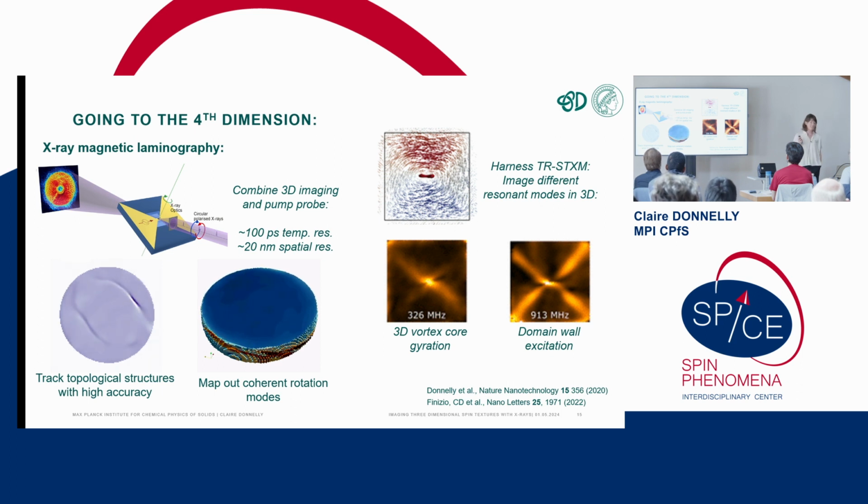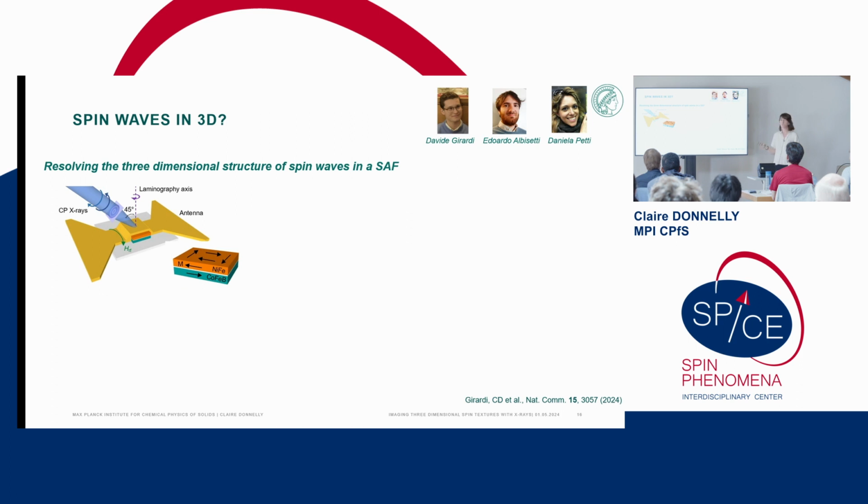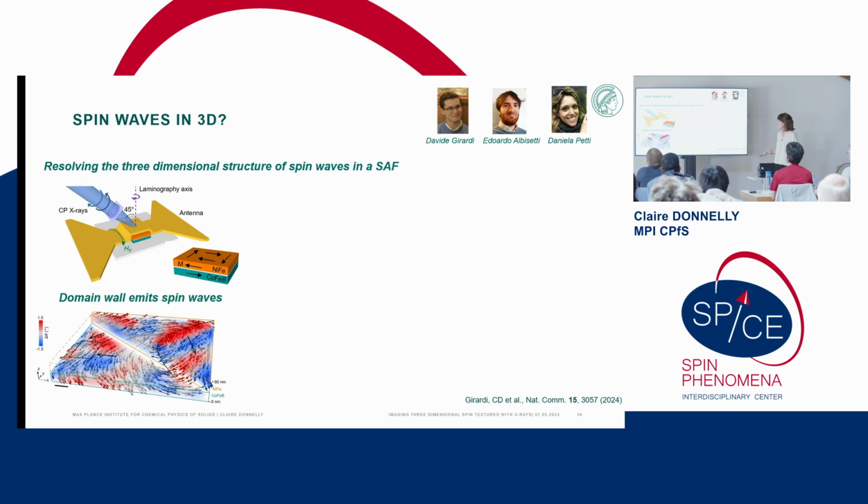Now, a quick demo of how we have used this for a real-life scientific case. We've recently had the pleasure to work with David Girardi, Edoardo Albisetti, and Daniela Petti from Milan, who work, of course, on spin waves in synthetic antiferromagnets. Essentially, we took their sample, again did this time-resolved laminography, and we have in their sample, again, a Landau pattern, but here the domain walls are emitting spin waves in the system.